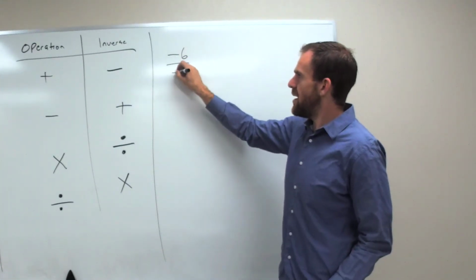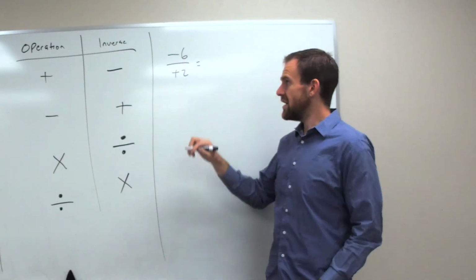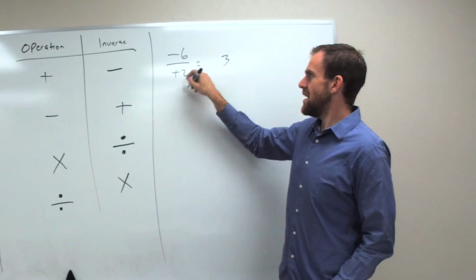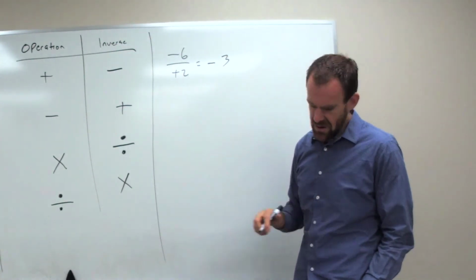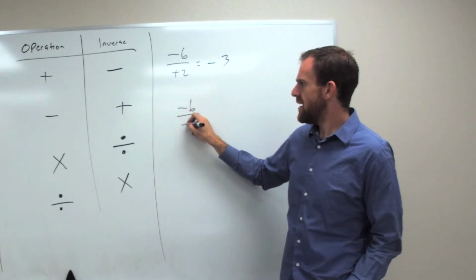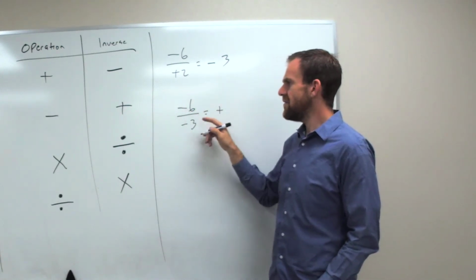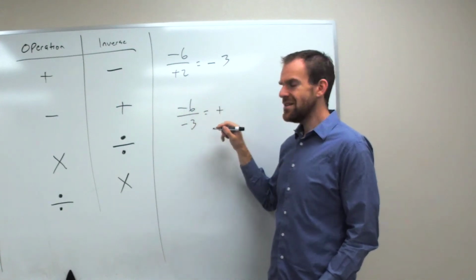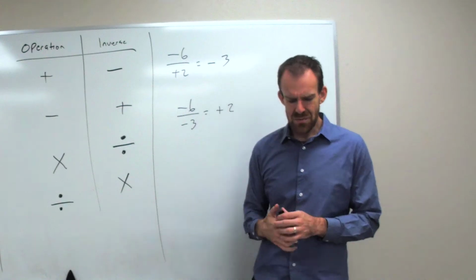Negative 6 divided by positive 2. Well, we're going to divide 6 divided by 2, which is 3. And since they have different signs, we know it's minus. If we have negative 6 divided by negative 3, well, negative becomes a positive. They both have the same sign. And 6 divided by 3 is 2. And that, my friends, is problem set 9.